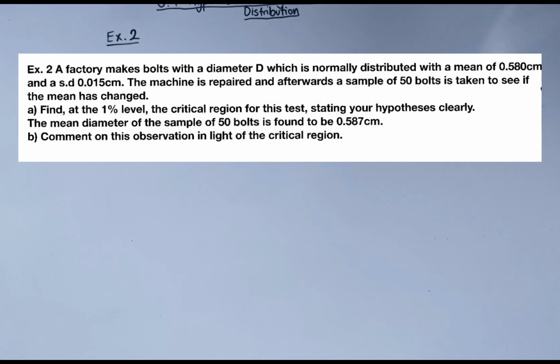A factory makes bolts with a diameter d, which is normally distributed with a mean of 0.580 centimeters and a standard deviation 0.015 centimeters. The machine is repaired, and afterwards a sample of 50 bolts is taken to see if the mean has changed. Part A. Find at the 1% level the critical region for this test, stating your hypothesis clearly. The mean diameter of the sample of 50 bolts is found to be 0.587 centimeters. Part B. Comment on this observation in light of the critical region.